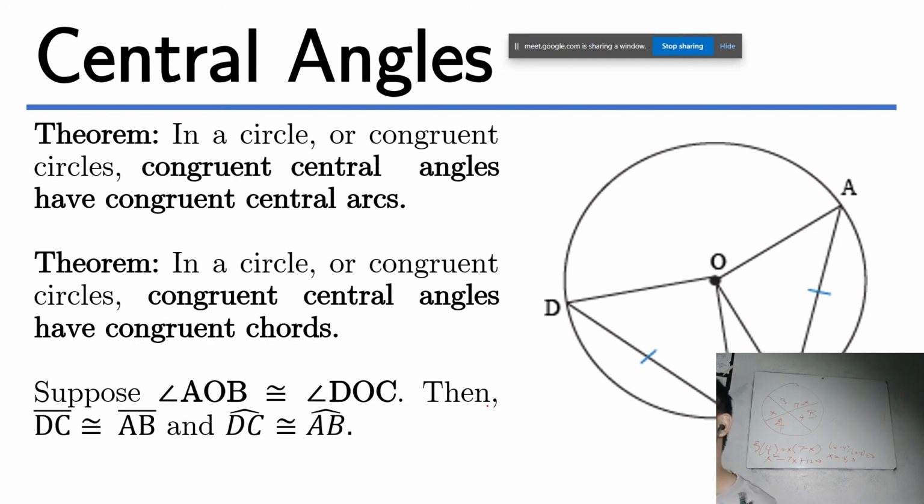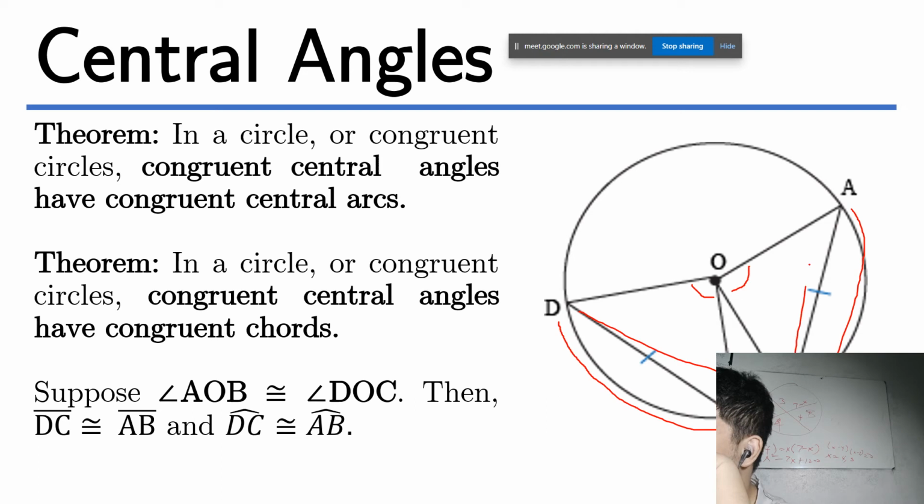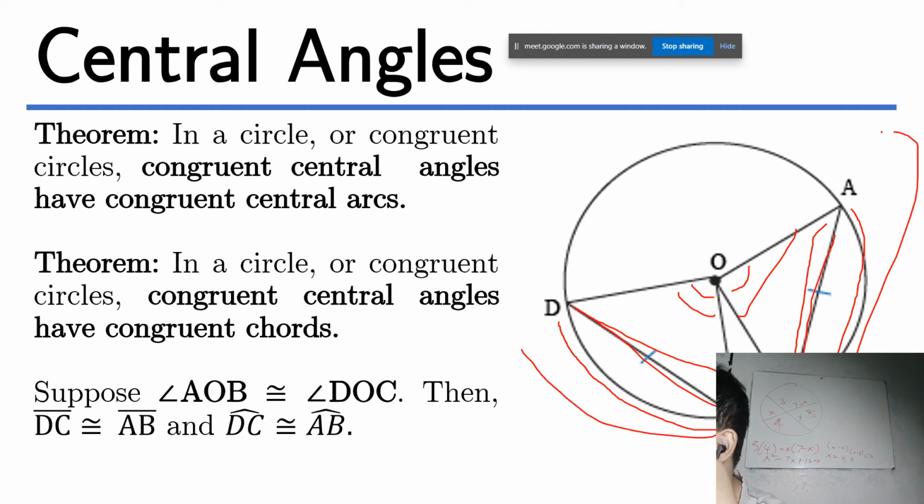In a circle, or congruent circles, congruent central angles have congruent central arcs. Okay? Ang sabihin yan, simple lang. Kapag equal ito, equal din yung arc measure nila, and more importantly, equal yung kanilang measure ng chord. Okay? Ayun, in a circle, nasabi ko na pala yan. So, basically, kapag equal yung central angles, equal din yung measure ng chords and yung measure ng arcs nila. Okay? Sige.